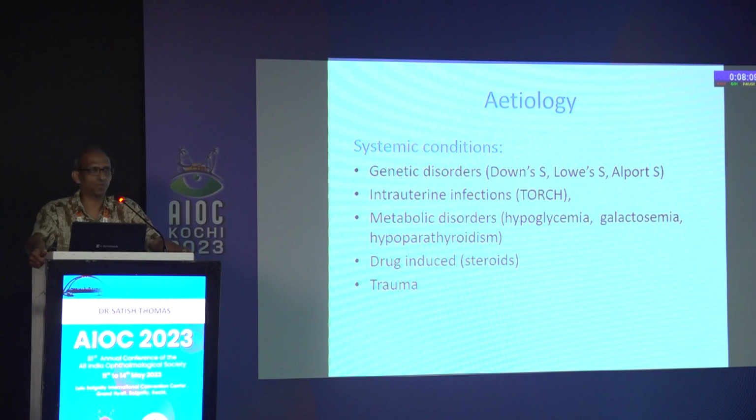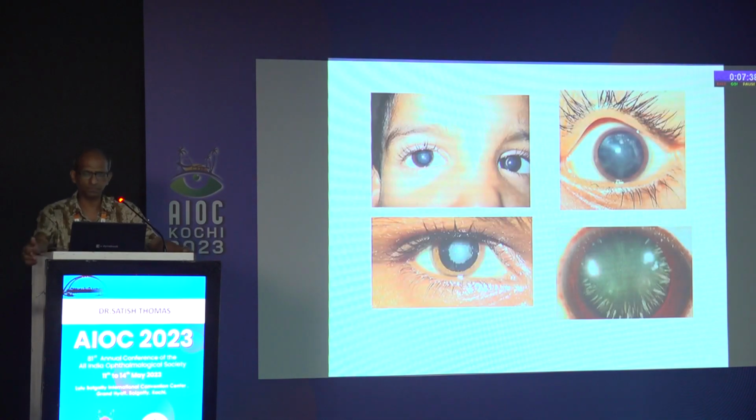Systemic conditions where you can get a pediatric cataract associated: Down syndrome, Lowe syndrome, Alport syndrome, the TORCH infections, hypoglycemia, galactosemia, hypoparathyroidism, and other metabolic disorders. And then we can rarely have steroid-induced cataracts or traumatic cataracts among the pediatric. So we would look for them when we suspect them and investigate accordingly, tailor-made.